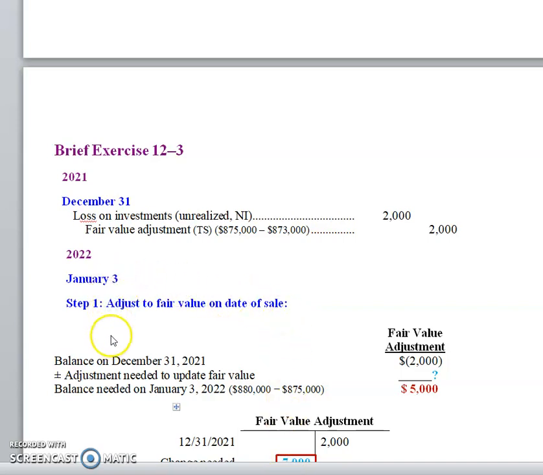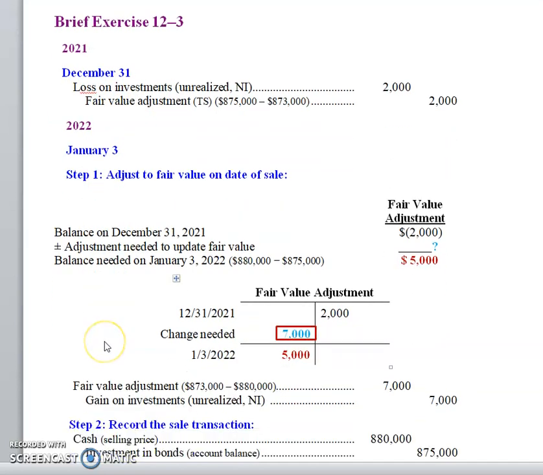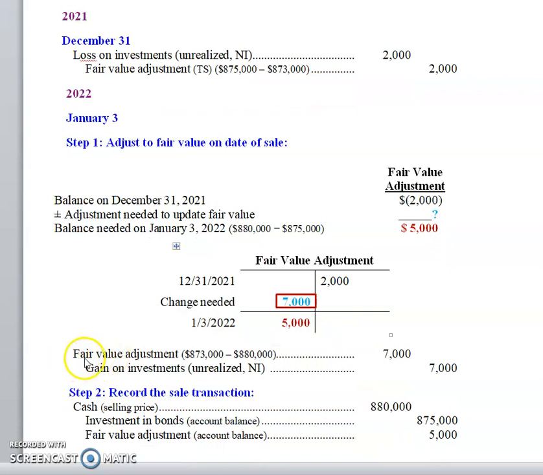Then on January 3rd, when we sell the bonds, first thing we do is do the fair value adjustment. So we are going to record the fair value adjustment right here, debit the fair value adjustment for $7,000, and credit the gain on investment to net income of $7,000. So we had a $2,000 loss here, $7,000 gain here, so a net gain of $5,000 between the 2 years, and the fair value adjustment, credit of $2,000 here, debit of $7,000 there, so that gives us that $5,000 debit balance right here. And so now when we sell them, we debit cash for the selling price, credit the investments at what we paid for them, and then credit the fair value adjustment at its balance.